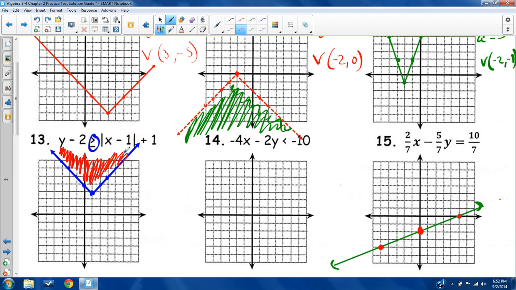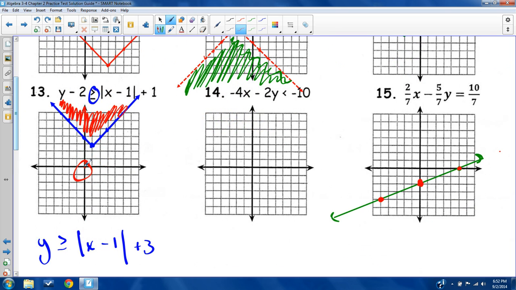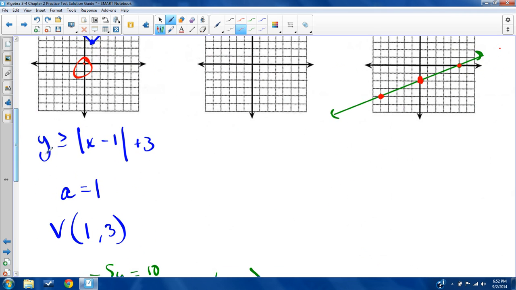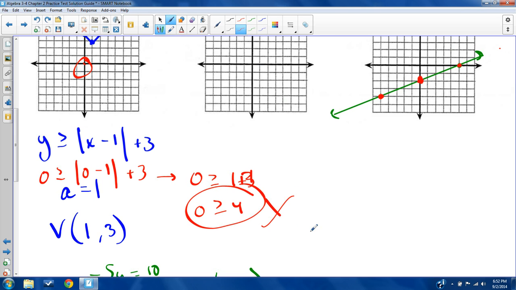And you can test some points. I always recommend testing 0, 0, the origin. And in this case, if you test 0, 0, your statement should be false. I'll do it right here. Let's do one. 0 is greater than or equal to the absolute value of 0 minus 1 plus 3. So 0 is greater than or equal to the absolute value of negative 1, which is 1. 1 plus 3. Is 0 greater than or equal to 4? Of course not. 0 is not greater than or equal to 4.